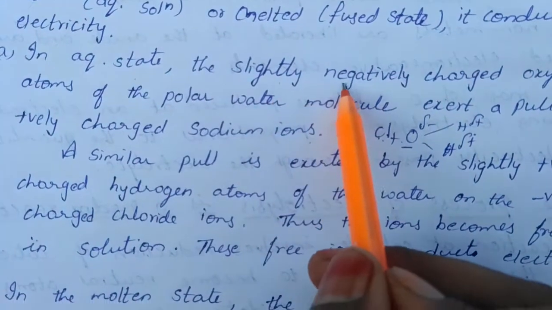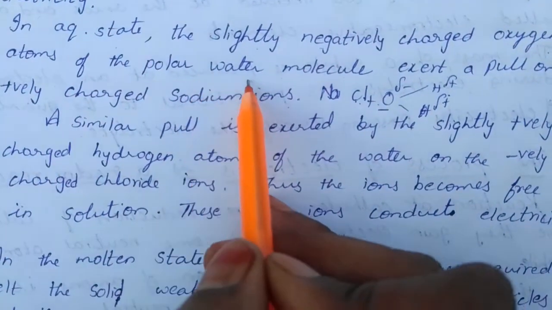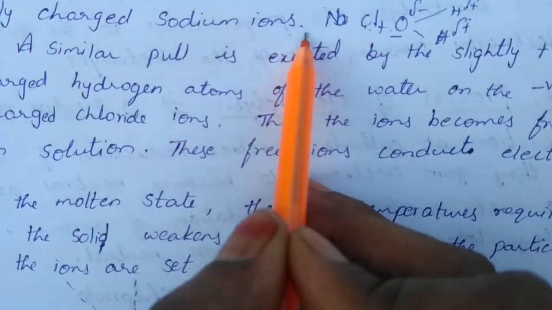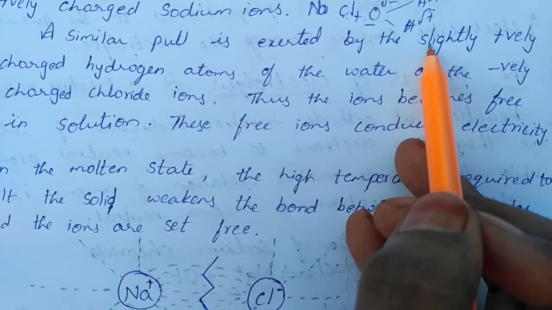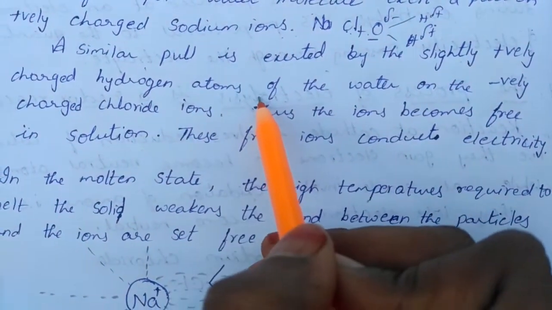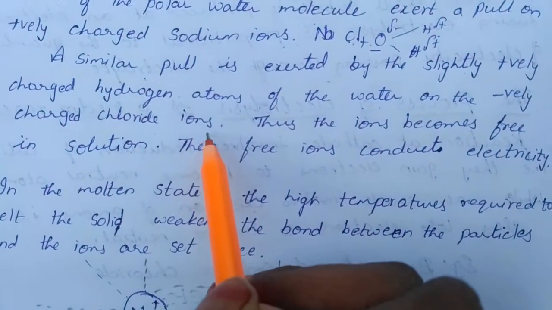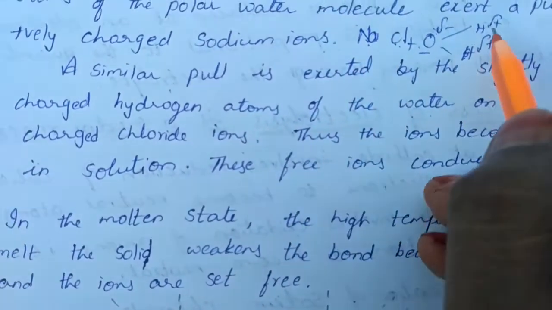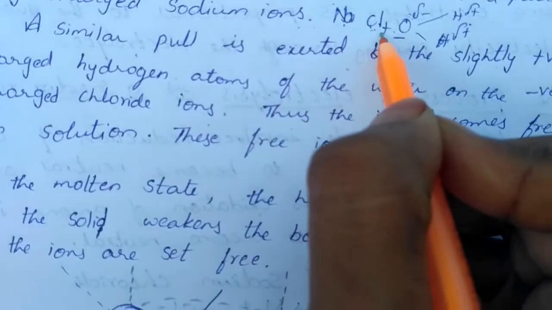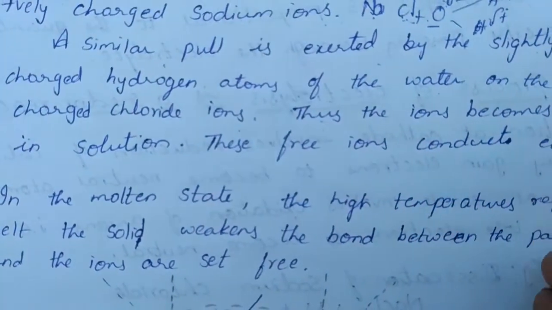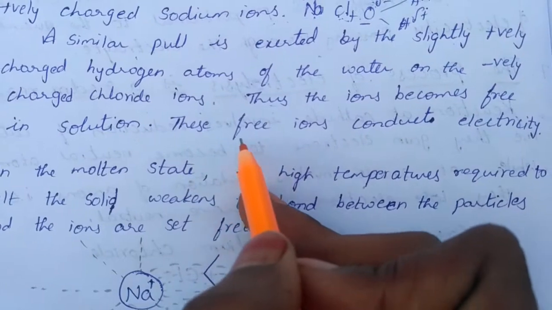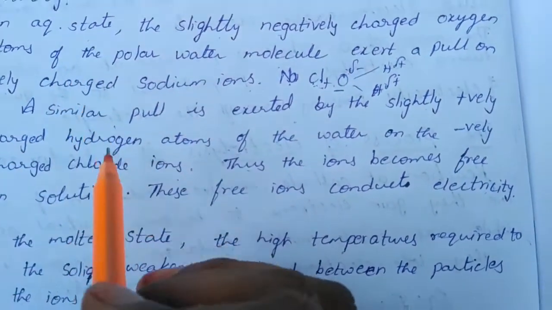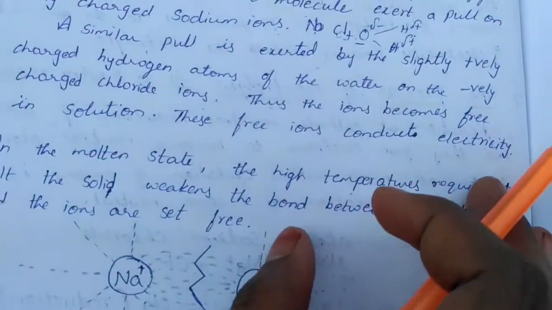So in aqueous state, the slightly negatively charged oxygen atom of the polar water molecule exerts a pull on the positively charged sodium ions. Similarly, a pull is exerted by the slightly positively charged hydrogen atoms of the water on the negatively charged chloride ions. So, if oxygen is pulling the sodium ion, the hydrogen atoms will be pulling the chloride ion. And thus the ions become free in solution, and these free ions conduct electricity. That's why only in the aqueous state or in the molten state will it conduct electricity.